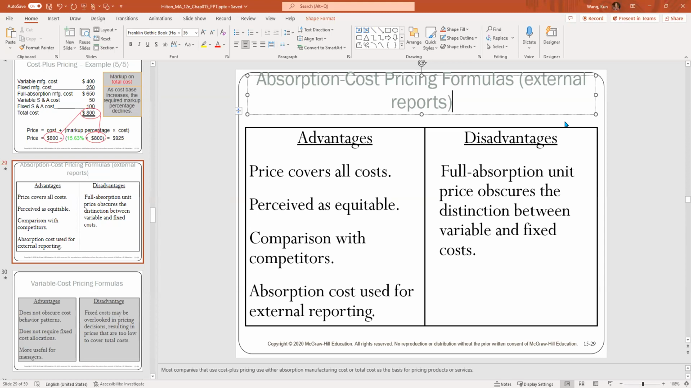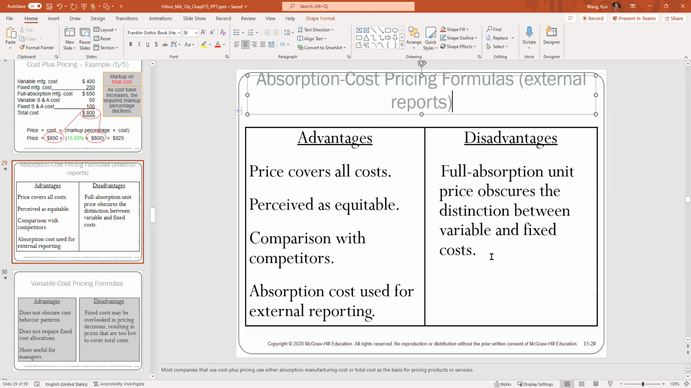We compared these in the beginning chapters and also in the CVP parts. So absorption costing is mostly for external users. The price covers all costs and is perceived as equitable, and we can compare our pricing with competitors. And here they put it: absorption costing is used for external reporting.